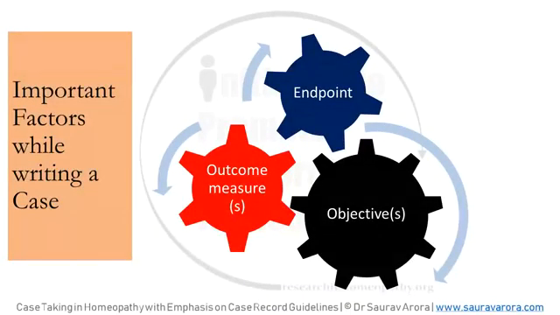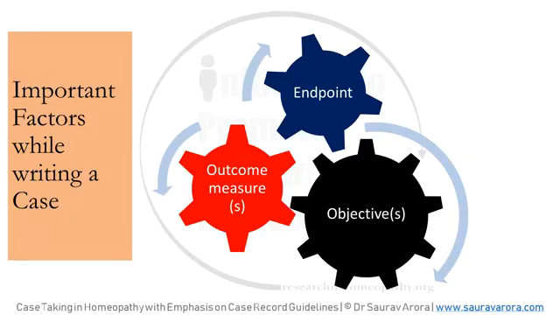Now, coming to important factors while writing a case. This is not the conventional mode of teaching I'm presenting today. It is somewhat different, but all the points relate to the classical case taking and case reporting. So, what are the important factors? The important factors are endpoints, objectives, and outcome measures. These sound like very heavy, very scientific words related to scientific methodology, but these are very simple. These are very logical objectives.